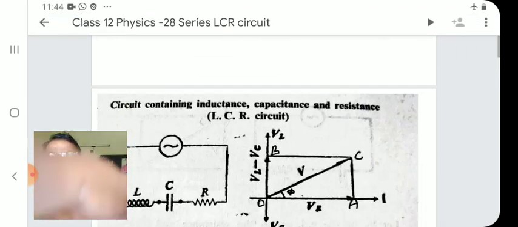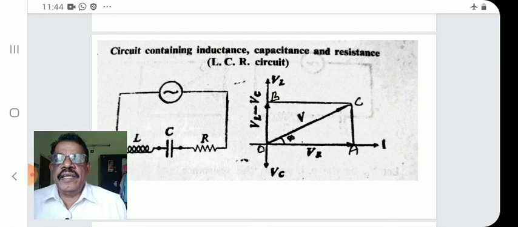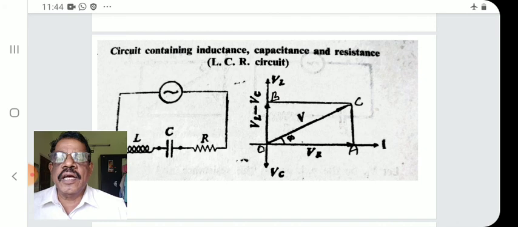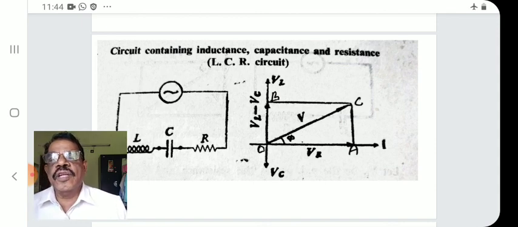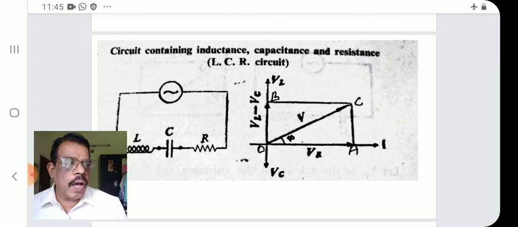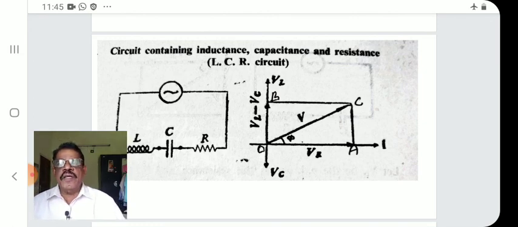Again, look at the figure. In the phasor diagram, the side OA represents VR, which is in phase with the current. OB represents VL minus VC: along the y-axis we take VL, and along the opposite y direction we take VC. The resultant of these three PDs is represented by the diagonal OC of the rectangle, and we can apply the Pythagoras theorem in the triangle OCA.